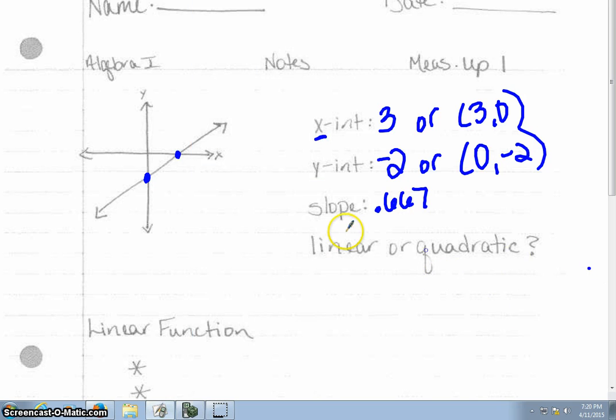And then you also have to be able to look at a graph and know, is it linear or quadratic? This one is linear because it is a straight line. Remember, a quadratic is a parabola, and it either opens up or down.